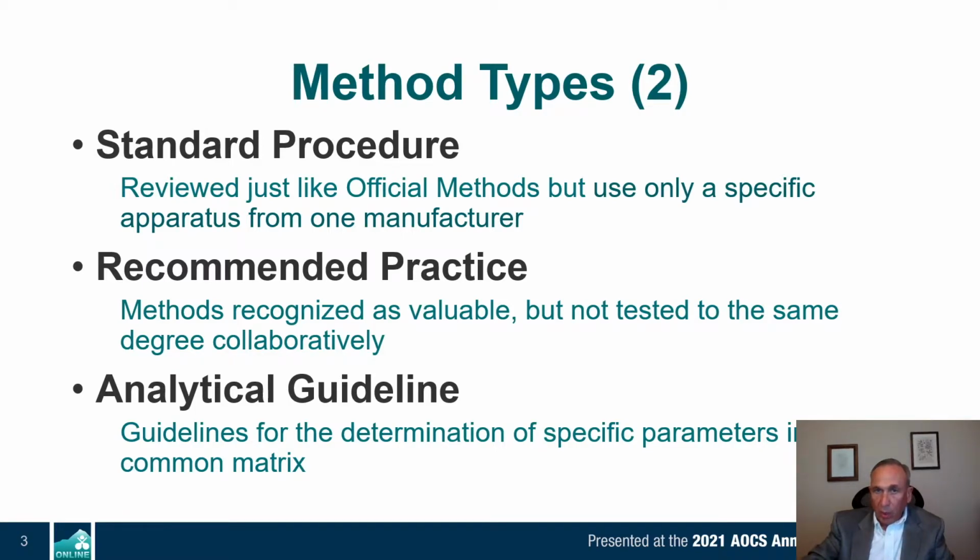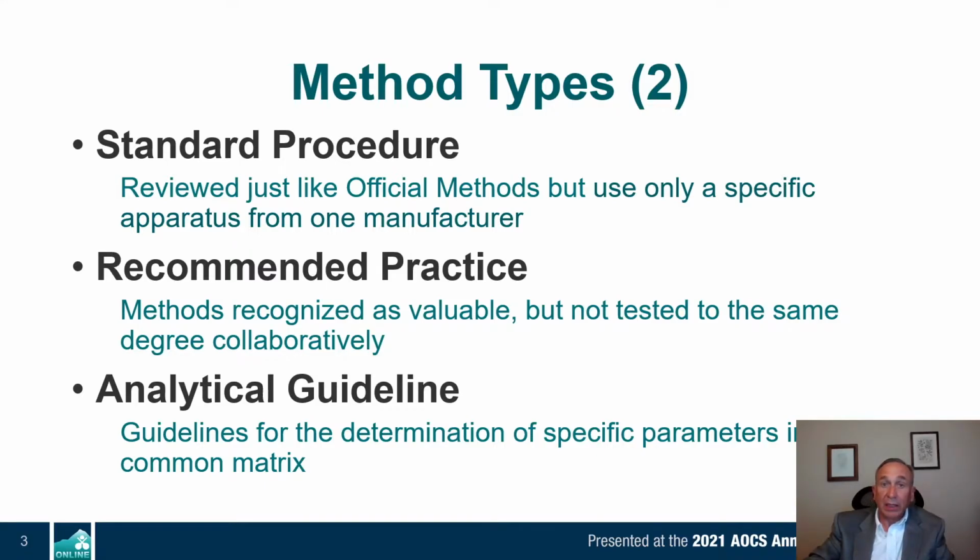There are 3 more AOCS method types. The standard procedure undergoes the same level of rigorous review that an official method goes through. However, it uses only one instrument from one manufacturer, so it is a bit more limited. We also have recommended practices. This would be something that doesn't have as much of a broad review in the collaborative trial, or may perhaps lack a collaborative trial altogether. However, these methods are considered important and so can be published as a recommended practice.